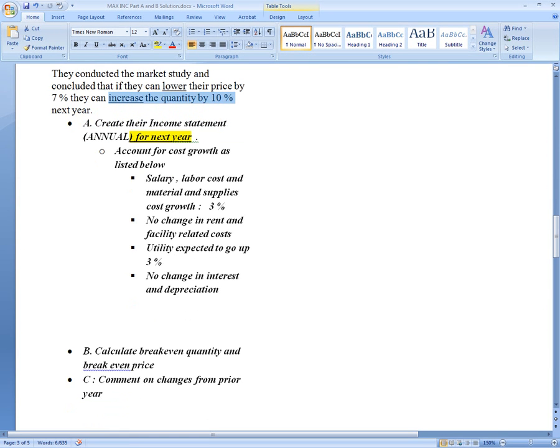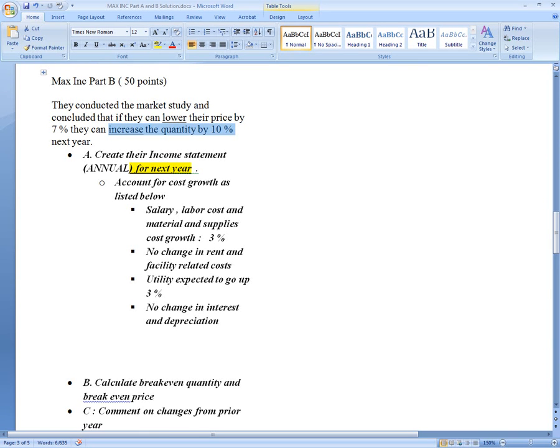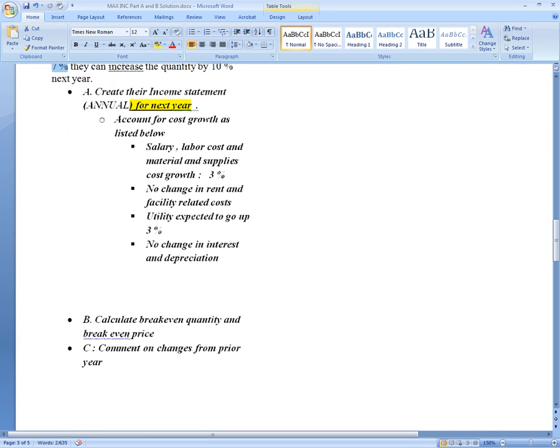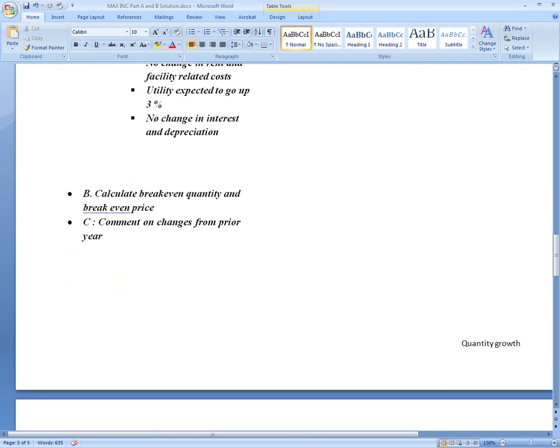So our job is to create the income statement again, and the assumptions are, again, quantity will go up 10%, but the price will go down 7%. We're doing this for next year, so we're going to assume that salary, labor, and all the cost related stuff will grow by 3%, for inflation. Assume that there is no change in the rent and facility related costs because maybe we have a long-term lease agreement. Utilities, again, will grow 3%, and there is no change in the interest and depreciation. So our job is to calculate the income statement and also the break-even quantity and make some comments.